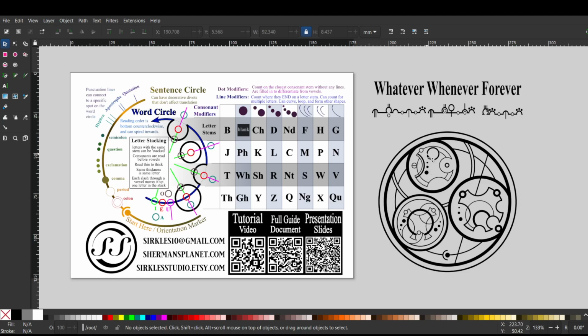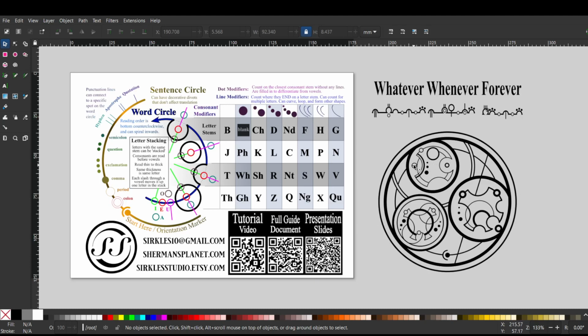So we have a thin line and a thick line. When there's a thin and a thick line in a letter stack, you read thin to thick. So this thin one is read before that thick one. So that would be a V with 1 line on it here, this line ends on it, and then an R, 1, 2, 3 dots.